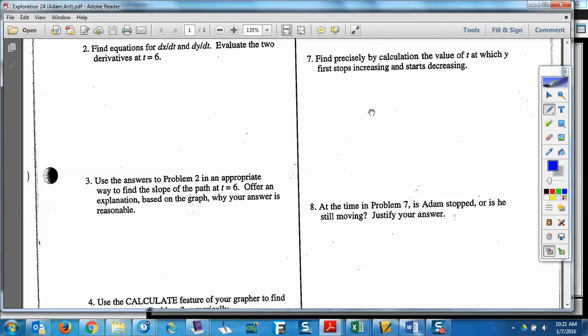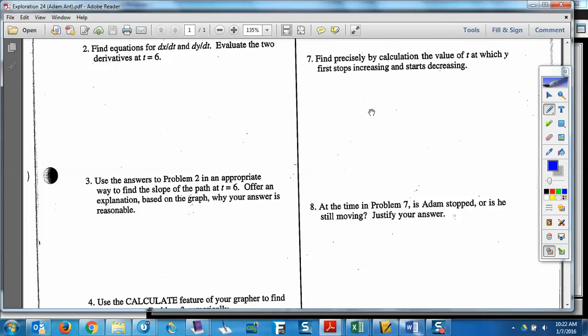Here's the really important question I want you to get from this. Find precisely the value at which y stops increasing and starts decreasing. So this is where you've got to think. What does it mean for y to stop going up? Y's up and down, right? So what has to happen if it goes up and comes back down?